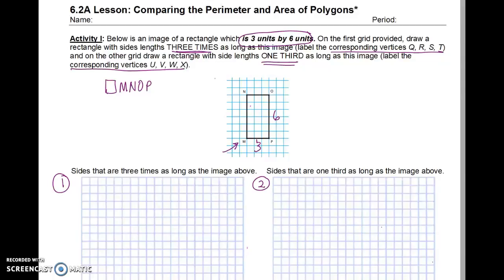And corresponding has a very specific meaning in this context. We've got rectangle MNOP. The corresponding vertex to M is vertex Q when we draw the larger image. N corresponds to R, so these are all going to be in a very specific location in space, and you can see S and T as well. So your first task is going to be drawing those figures.